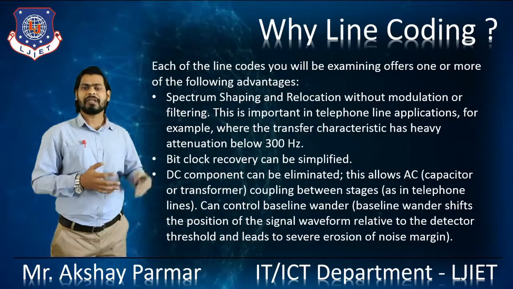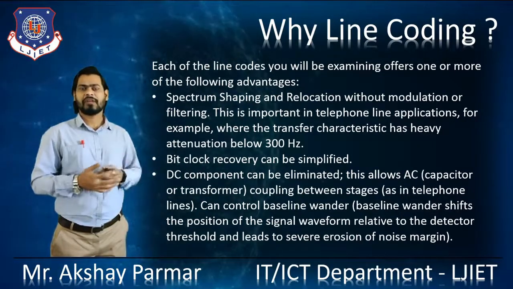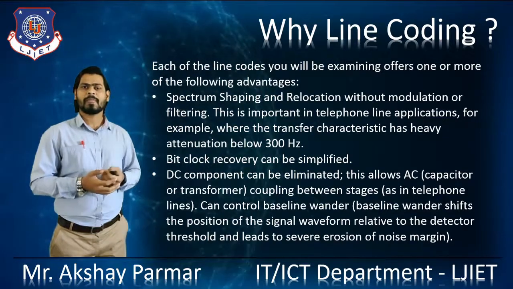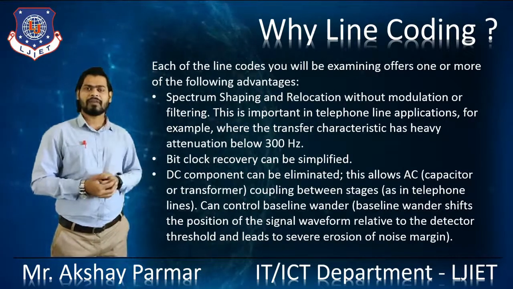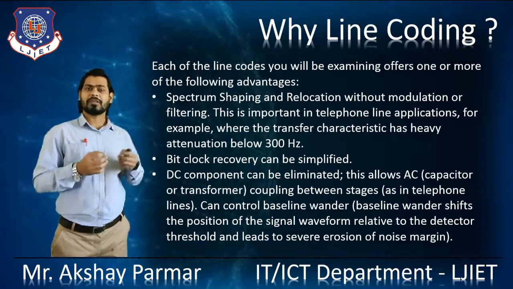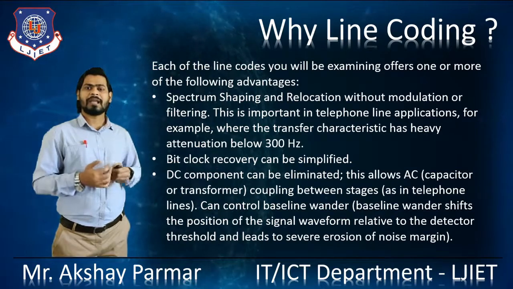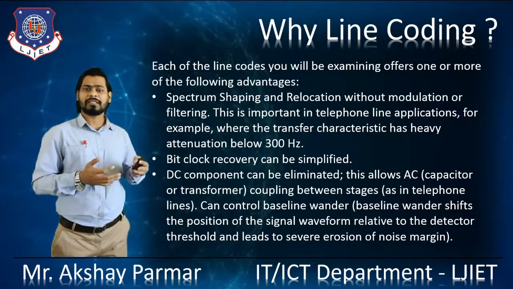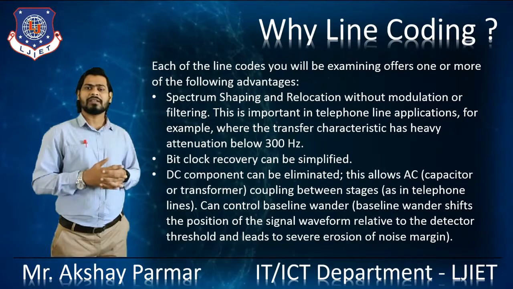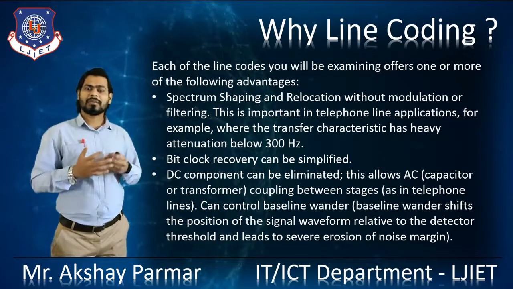So at that time we need some kind of amplification and all that, right? So if we have used the line coding techniques, there is less need of amplification and all that, right? After that, the bit clock recovery can be simplified using the line coding techniques. So the DC component can be eliminated. This allows the AC coupling between the stages, right? So it can control the baseline wander.